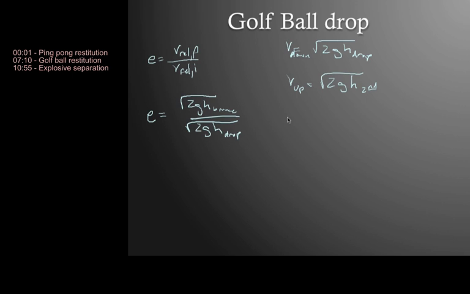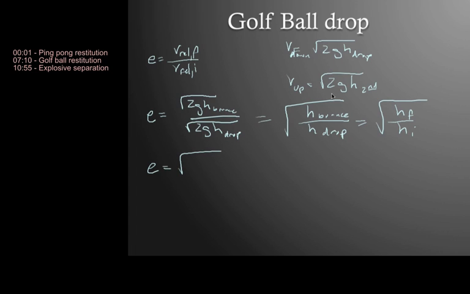from the drop. And so what we're going to get is the square root of h, the bounce height, all over h, the drop height. Or you could write it more simply as h final over h initial. So this will simplify our life a little bit since we already did all the work to derive this. So for the golf ball, we have 0.33 over 0.6. And so we're going to end up with a coefficient of restitution of 0.7. So this is for the golf ball.